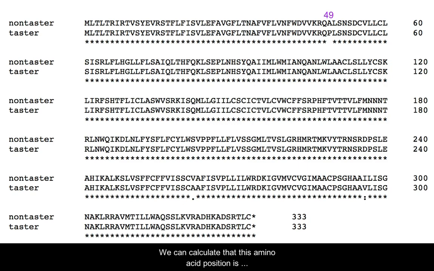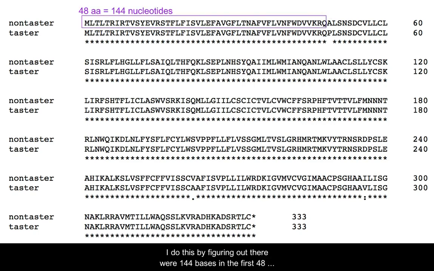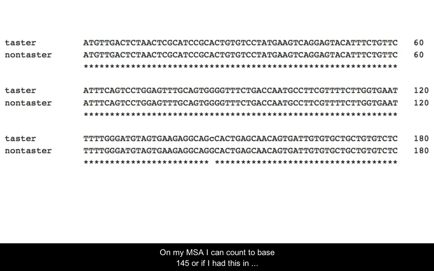We can calculate that this amino acid position is encoded by DNA positions 145, 146, and 147. I did this by figuring out that there were 144 bases in the first 48 codons. Therefore, amino acid codon 49 starts at base position 145. On my multiple sequence alignment, I can count to base 145, or if I had this in an APE program or some other sequence analysis tool, I would use a tool to find this position.